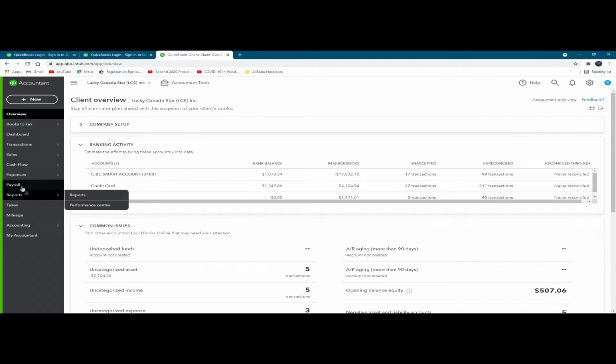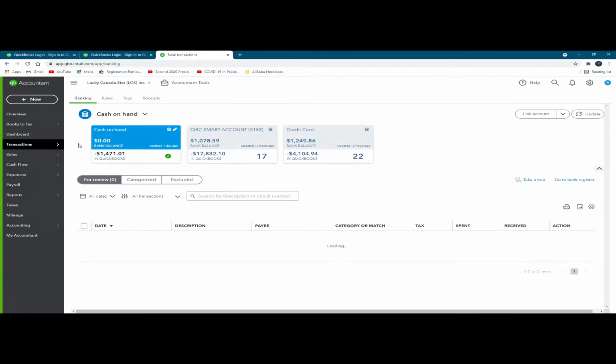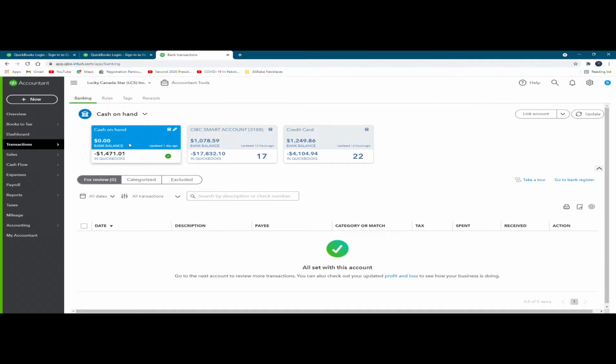Okay, now in order to go to the banking, you go to transactions and there is a banking link, you click it, and over here it tells you that this dummy organization has three types of accounts: one is cash on hand, other is of course the checking account, and there's a credit card account. When you click on the cash on hand, you can see that all transactions have been properly classified and entered into the QBO system.